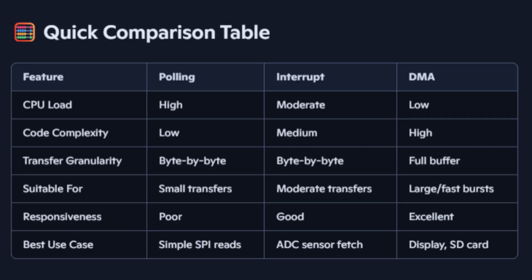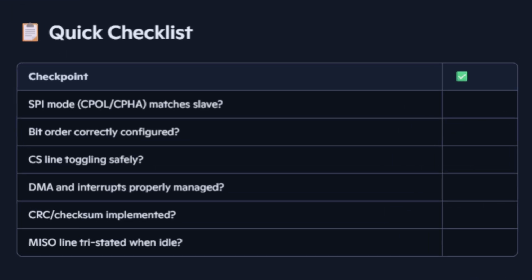That's a great breakdown. DMA seems like the way to go for anything serious. Now, shifting back to reliability. Since SPI itself doesn't have error checking, how can you actually handle potential errors and build robust systems? What can go wrong, and how do you fix it or work around it? That's the million-dollar question for robust SPI design.